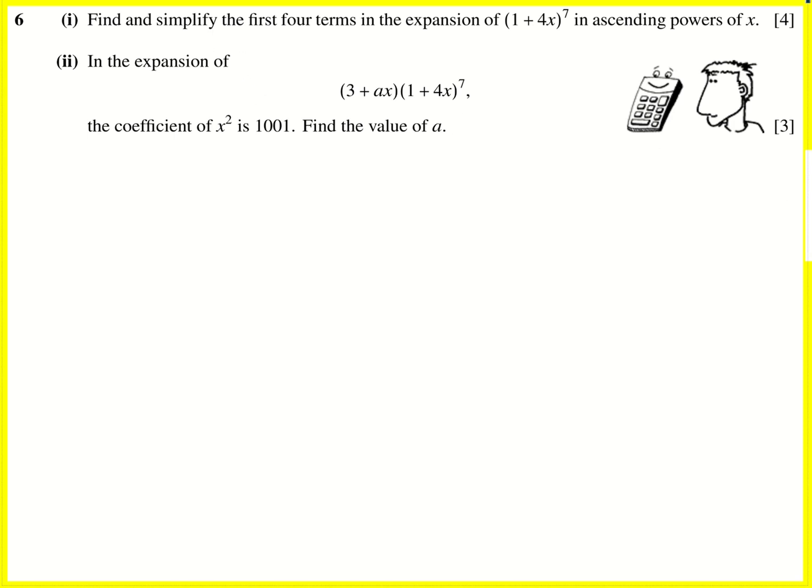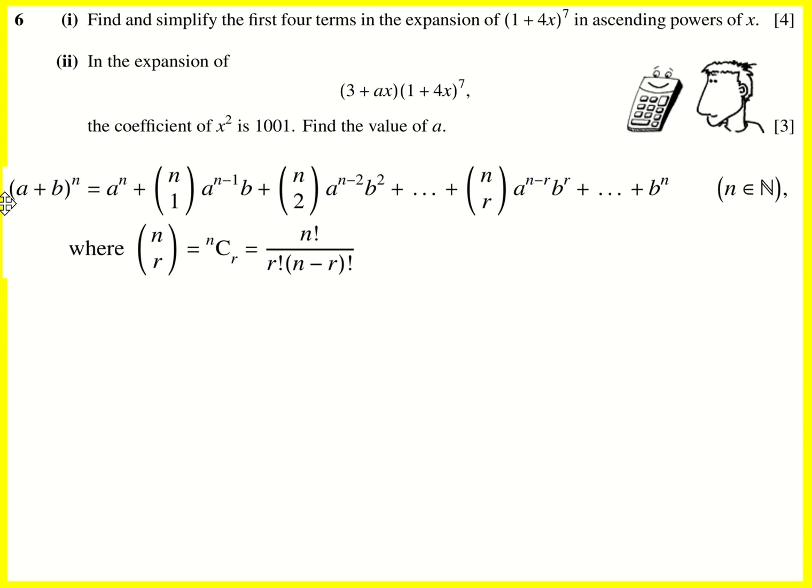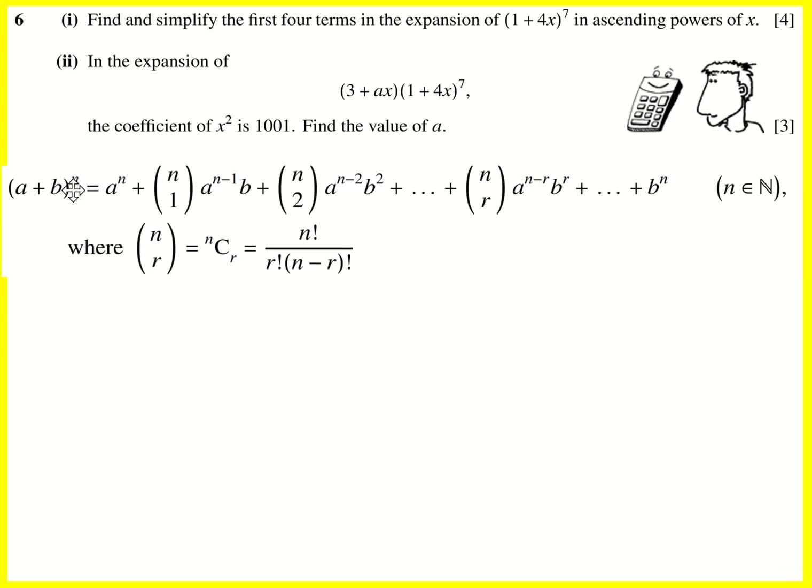Being asked to do a binomial expansion here, so here is the formula. It's the general formula when n is a nice whole number, and a and b can be whatever really. In our case, a is going to equal 1 and b is going to equal 4x, because we're being asked to use ascending powers of x. And of course n is equal to 7.